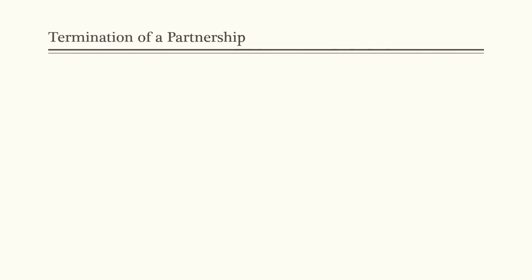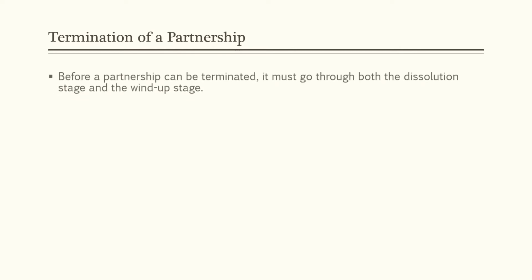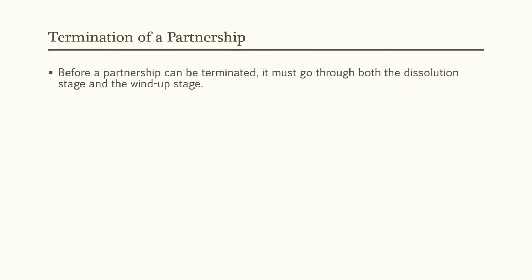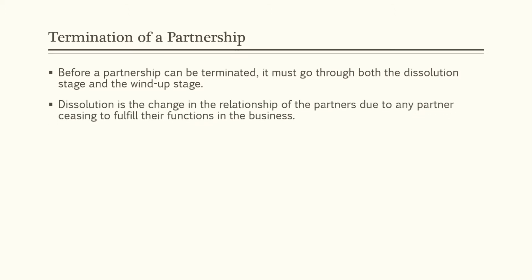Next, we will discuss termination of a partnership. Before a partnership can be terminated, it must go through both the dissolution stage and the wind-up stage. Dissolution is the change in the relationship of the partners due to any partner ceasing to fulfill their functions or obligations in the business.